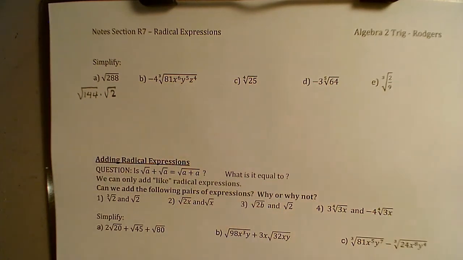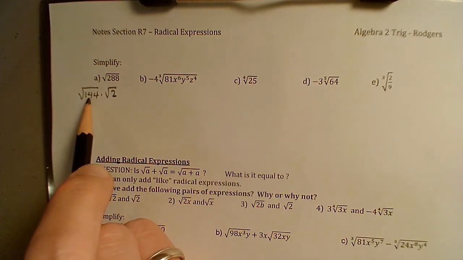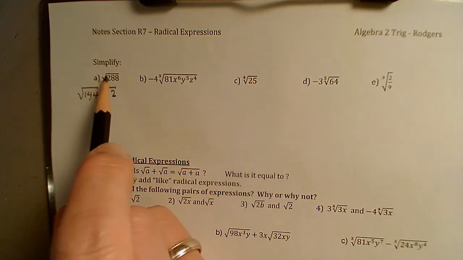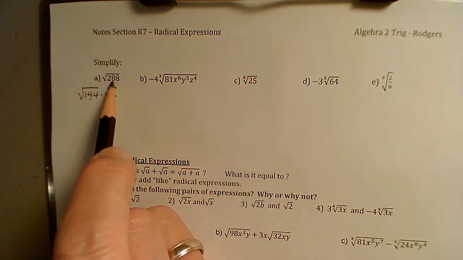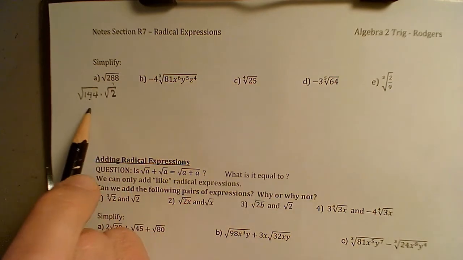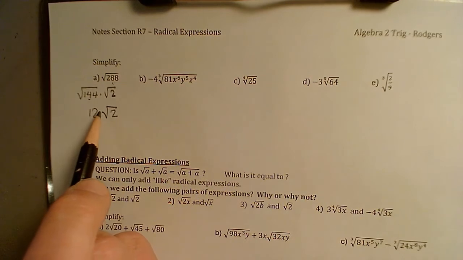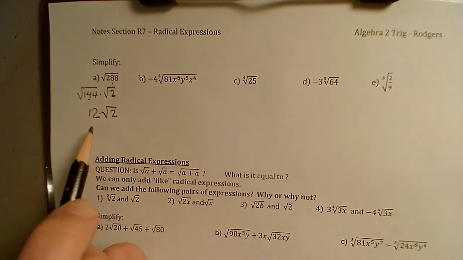Now, I normally don't write this. I do this step in my head, but just so you can see what's going on in my head, I picked 144 because that's the biggest perfect square factor of 288. And so that means this will be 12 square roots of 2. And remember, there's really an implied multiplication dot there.